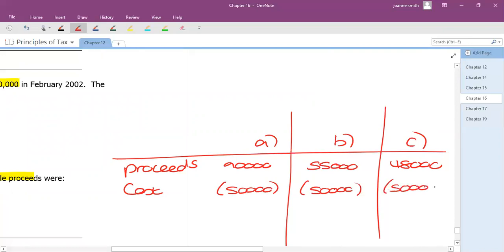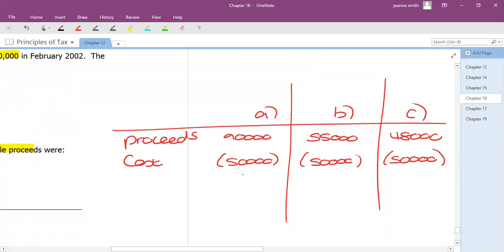And then the next thing I'm going to do is net it off to see where I am. So I've got a profit of 40. I've got a profit of 5. And the last one, I've got a loss.